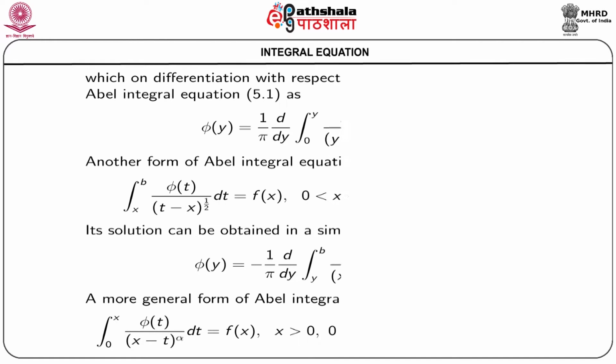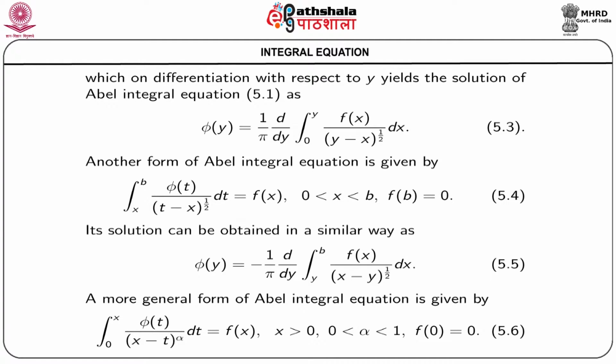If the lower range of integration is variable and upper range is a constant, then the integral equation is given by equation 5.4. Here the range of integration is from x to b, and of course f(b) equal to 0, and the kernel is (t minus x) to the power half. This is another form of Abel integral equation.